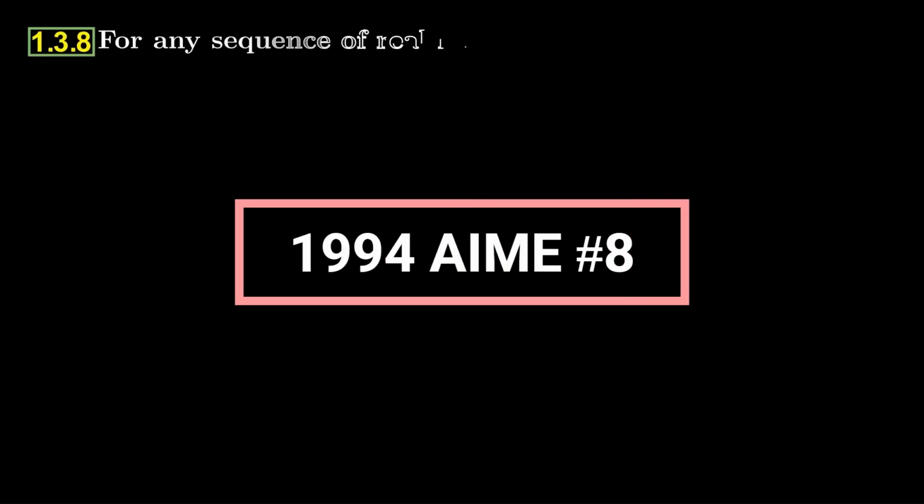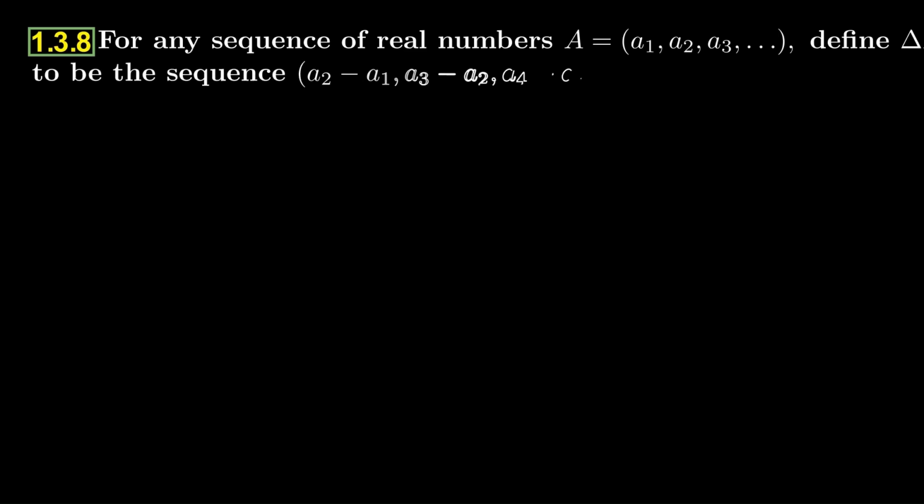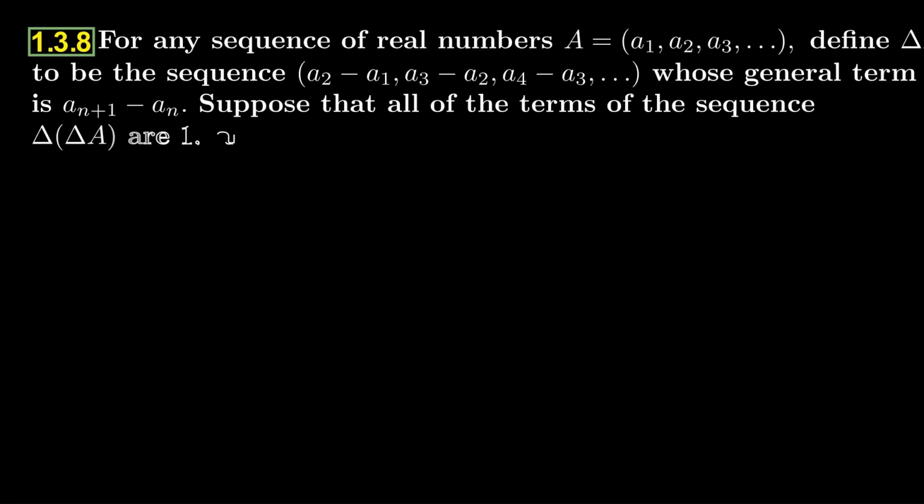For any sequence of real numbers A, that is A1, A2, A3, and so on, define delta A to be the sequence A2 minus A1, A3 minus A2, A4 minus A3, and so on, whose general term is A(n+1) minus An. Suppose that all of the terms of the sequence delta of delta A are 1, and that A19 equals A94 equals 0. Find A1.